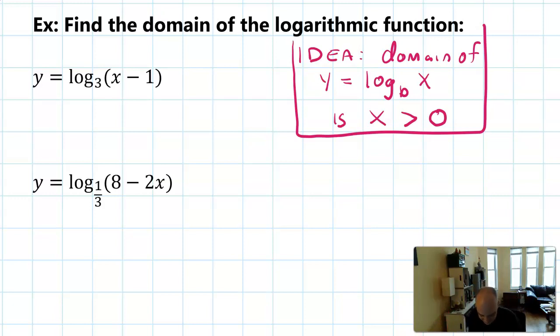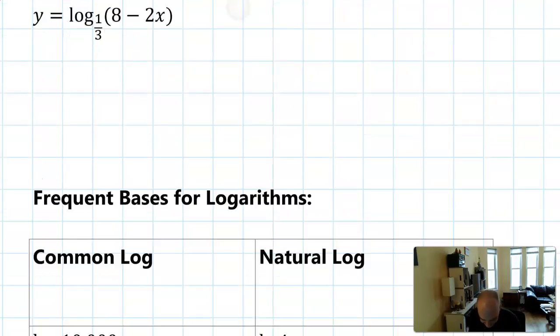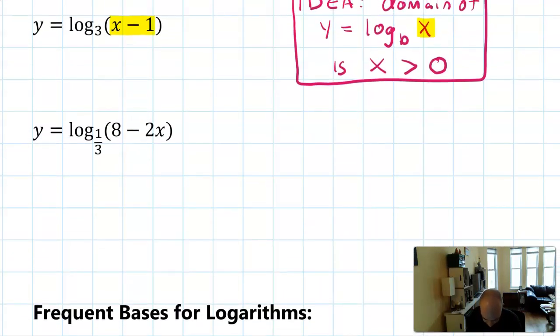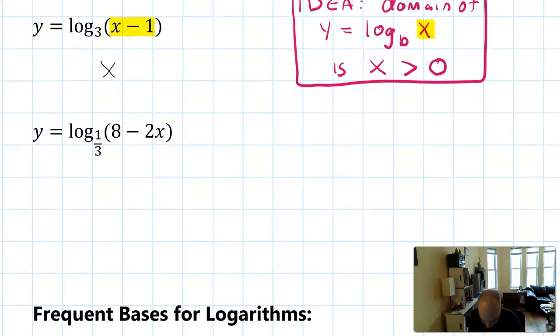So now let's say we had a transformed log function, so maybe some kind of equation, and we get y equals log base 3 of x minus 1. We're asked to find the domain. Well, you isolate that argument, right? So here it's x, but this is x minus 1. You isolate that argument and set that argument greater than 0. So x minus 1 is the argument. Set that greater than 0 and solve. In this case, add 1 to both sides. And we get x greater than 1 is the domain.